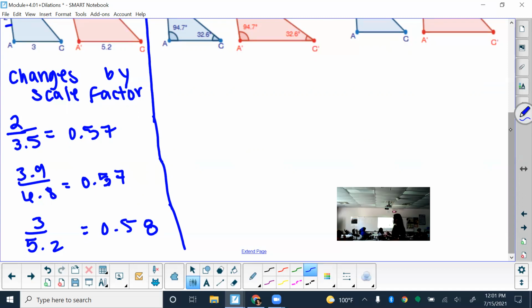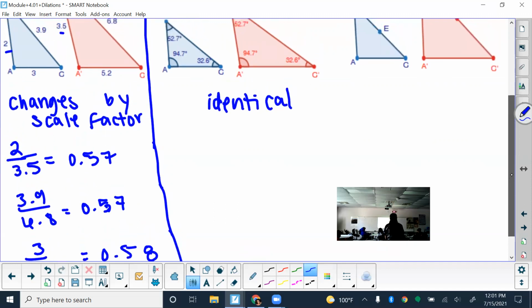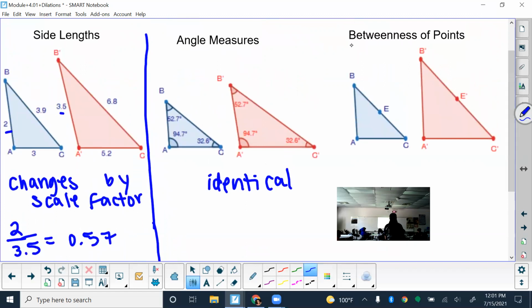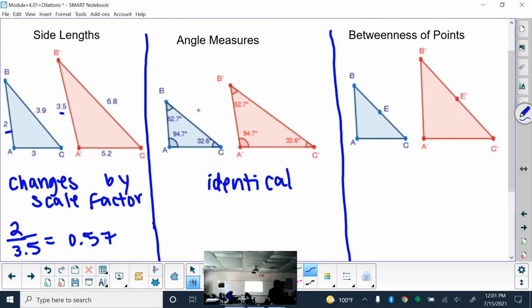Are they different? Are they the same? All right, they're the same all around. None of them are different. So they are identical or congruent, you could say. All right, so dilated figures still have the same angle measures.